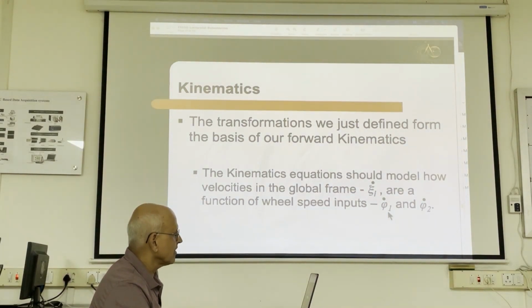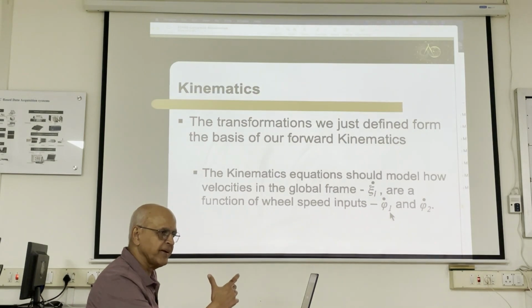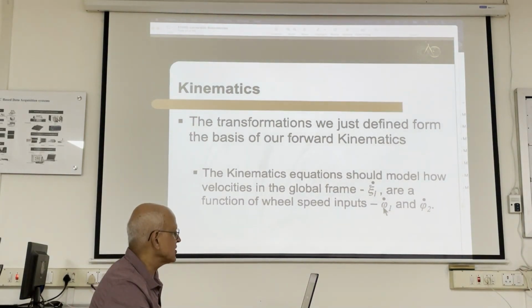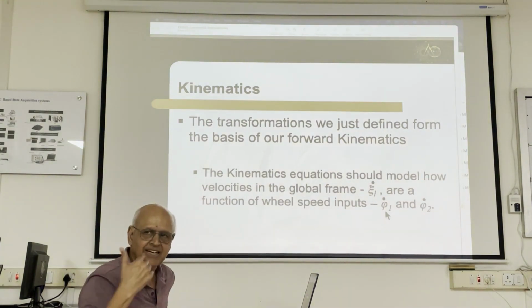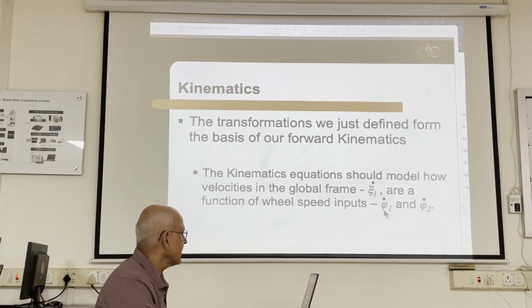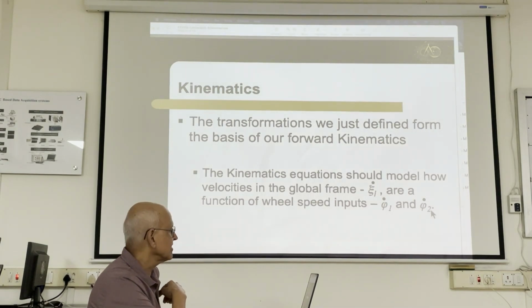You don't know it because you don't have that much experience, but phi1 dot stands for the rate at which the right wheel is spinning. One is the right wheel. This is not a minus sign, it's a dash. And phi2 dot is the rate at which the left wheel is spinning. So how do I go from V, omega to phi1 dot and phi2 dot? We'll see.